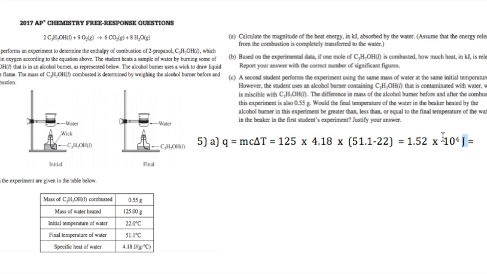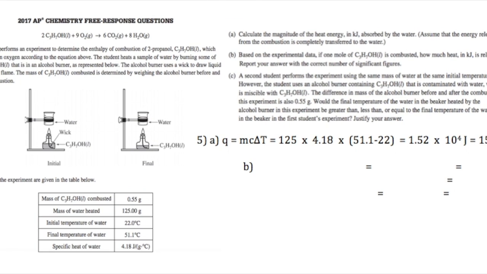So that's our answer. But what are they asking in the question? Kilojoules. And as we know, 1 kilojoule is 1,000 joules, so this is easy to convert afterwards. This gives us simply 15.2 kilojoules. So now let's move on to part B.